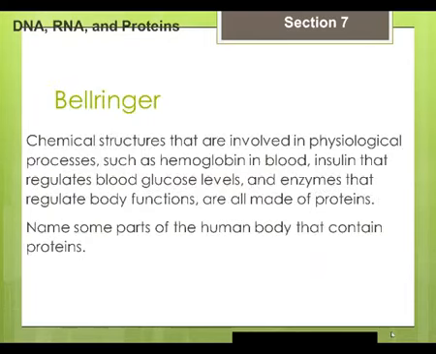So our bell ringer. There's a number of different chemical structures that are involved in physiological processes. Examples include hemoglobin in the blood, insulin that helps to regulate the amount of glucose, or the amount of sugar levels that we have inside of our bloodstream, and enzymes that regulate body functions. All of these things are made up of proteins.